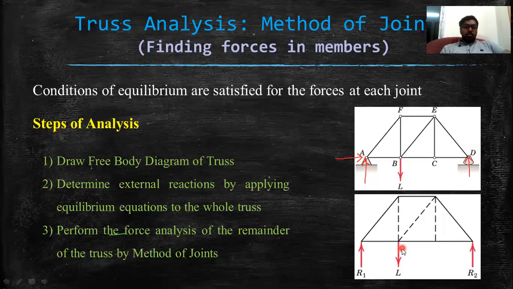Now after the free body diagram is drawn, we need to solve for the reactive forces. We know how to solve for the reactive forces. We have already solved this kind of problem in our engineering mechanics courses. But I am still going to discuss it a little bit, because even if you forgot that, you have to know how to do it. So first of all, determine the external reactions by applying equilibrium equations to the whole truss. This is the basics of finding the unknown reactive forces. So we have to apply equilibrium equations.